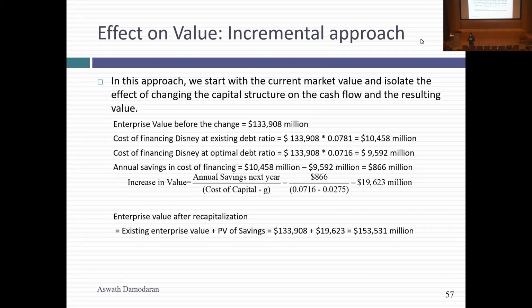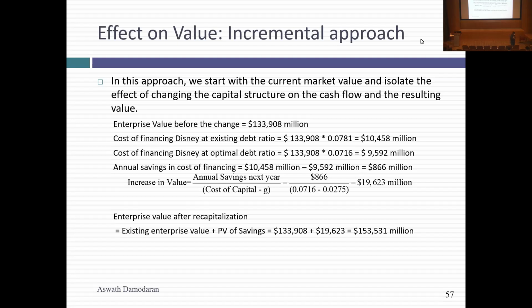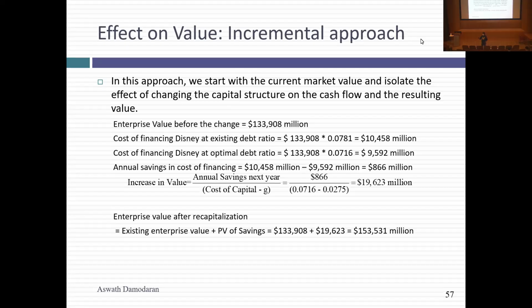Keyword is next year. The company can be expected to grow over time, and as it grows, the savings should grow as well. So the present value of saving 866 million, if I can grow the company at the risk-free rate, which is basically the growth of the economy, translates to 19.6 billion. That is how much Disney will gain by going to its optimum. But I also was very cynical about where that increase in value is coming from. It's not coming from taking better projects.